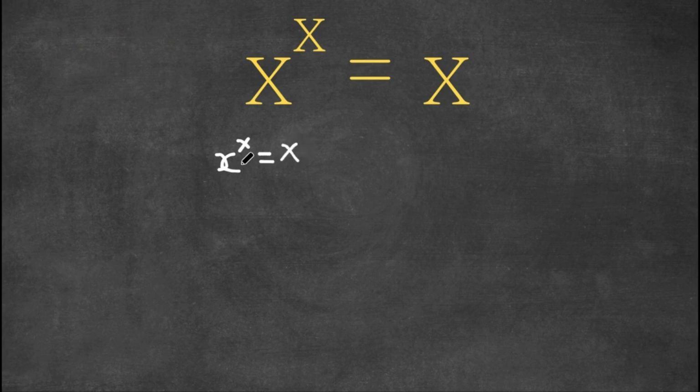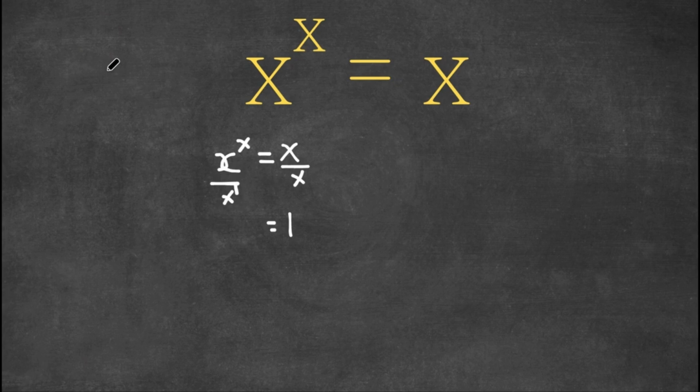So we have x to the power of x equals x, and if I divide by x on both sides, well, first off, on the right side, x divided by x is simply 1, because anything divided by itself is 1. Now on the left-hand side, we have x to the power of x divided by x. And x here, our denominator, can be written as x to the power of 1.